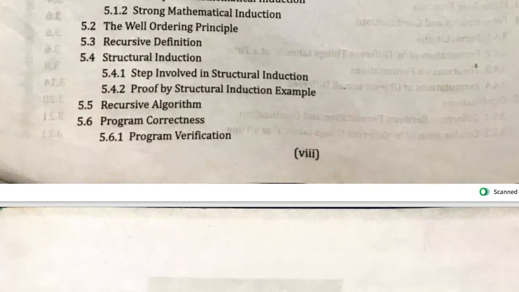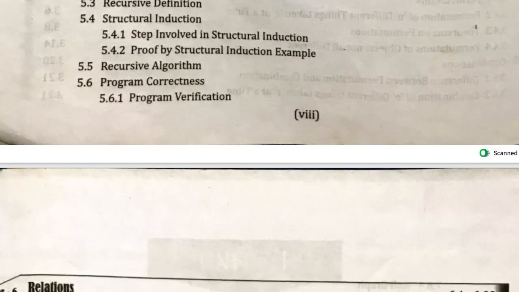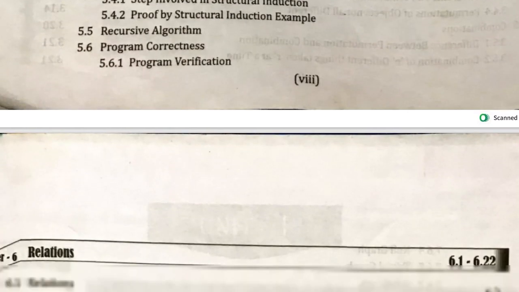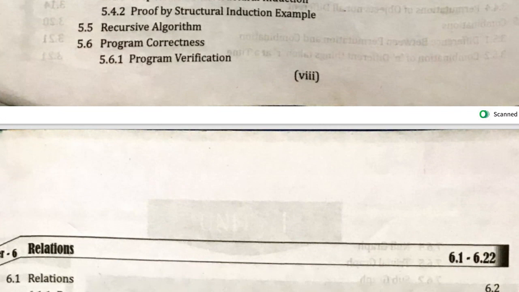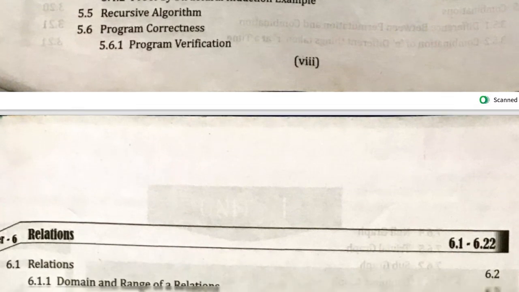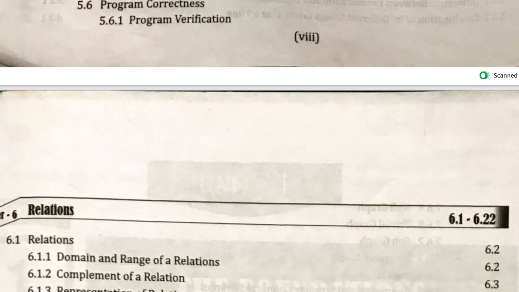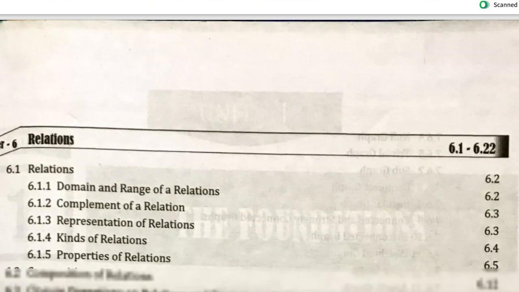Then unit 3, we have induction and recursion, under which we'll be learning mathematical induction and their problems. Then the well-ordering principle, recursive definitions, structural induction and its method of solving, theorem of induction, recursion, algorithm correctness and program verification.